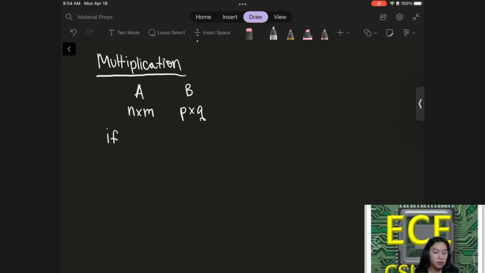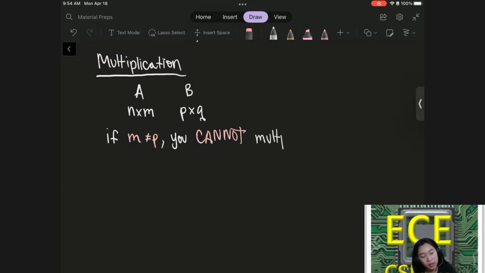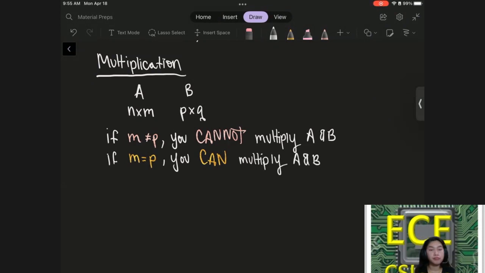So, if, I'm going to write this part in a different color, m does not equal p, you cannot multiply A and B. But on the flip side, if m does equal p, you can multiply A and B. So you have to check that first.